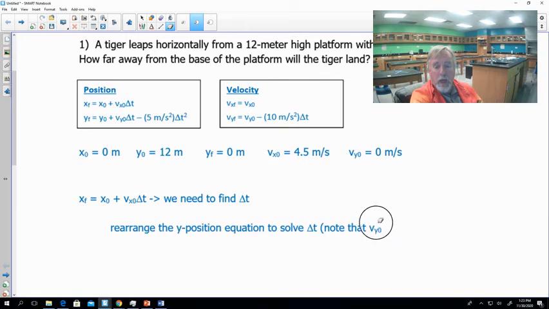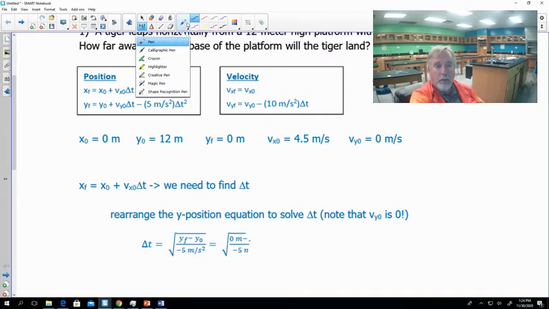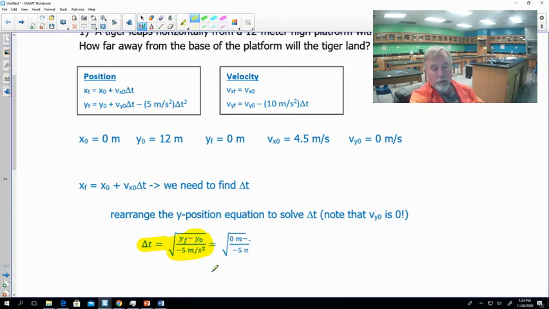So I'm going to rearrange that y position equation, take advantage that vy0 is equal to 0, and our equation is simply going to be delta t. When we rearrange it, we get yf minus y0 over negative 5 meters per second squared. Now, I do want you to be careful. Make sure we have the right signs here. Negative 5 from our acceleration is important.